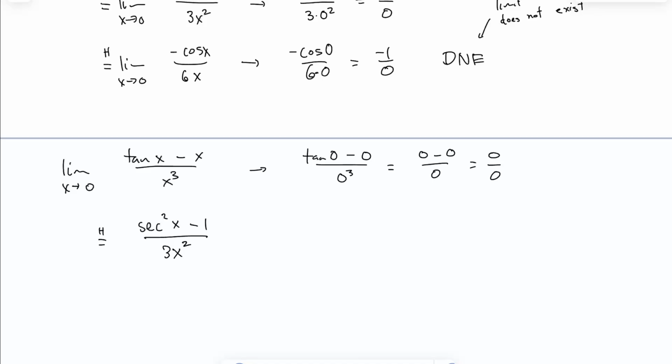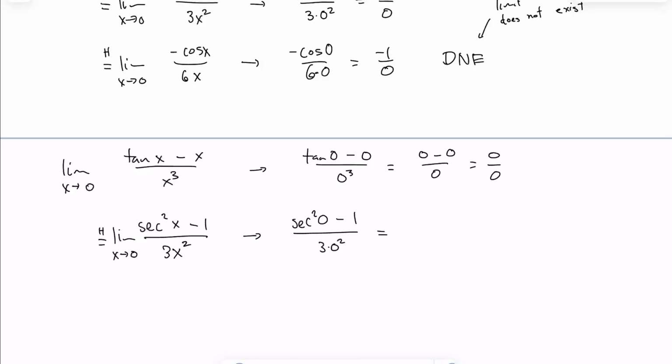Okay. You can try to simplify here, but I don't think that that's simplified, so we should just try to plug in. So I'm going to plug in and get secant. Sorry, I forgot to write my lim again. I left space there. I forgot to write it. Secant squared 0 minus 1 over 3 times 0 squared. That's 0 on the bottom.